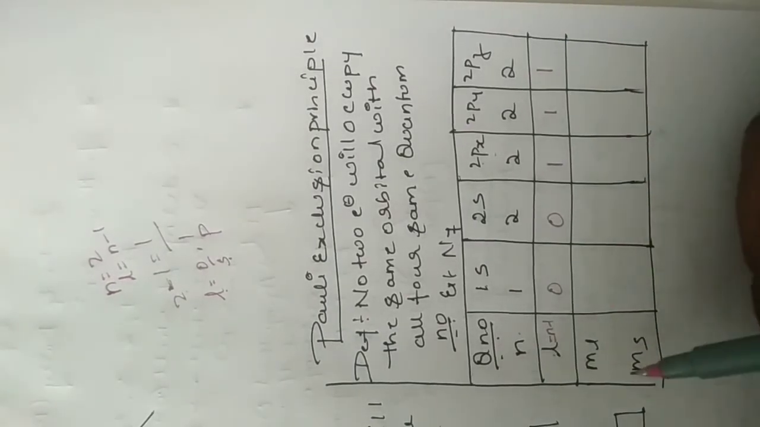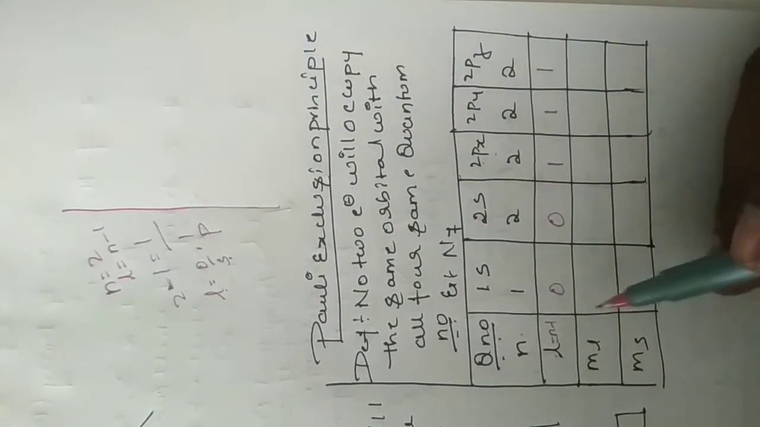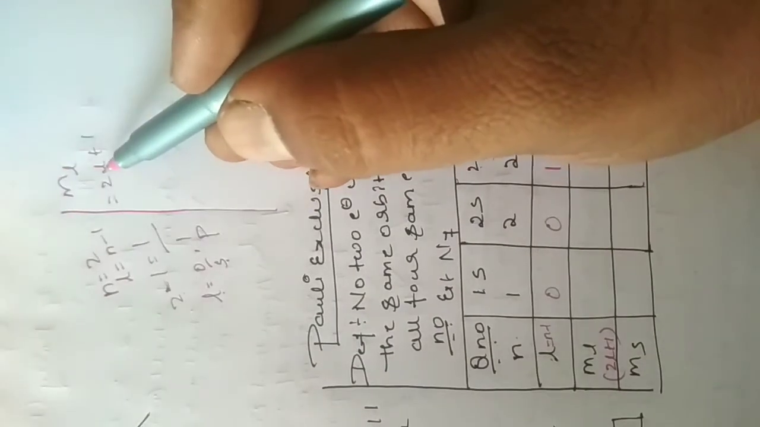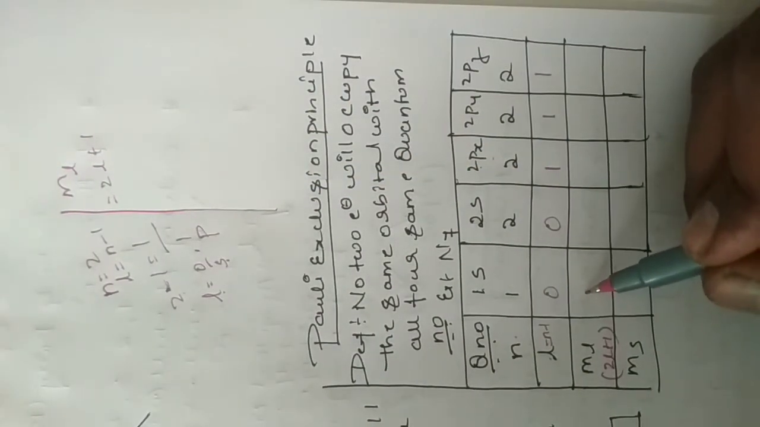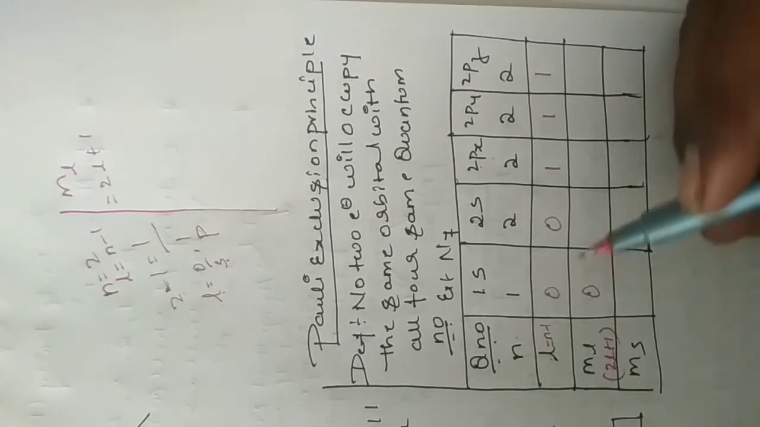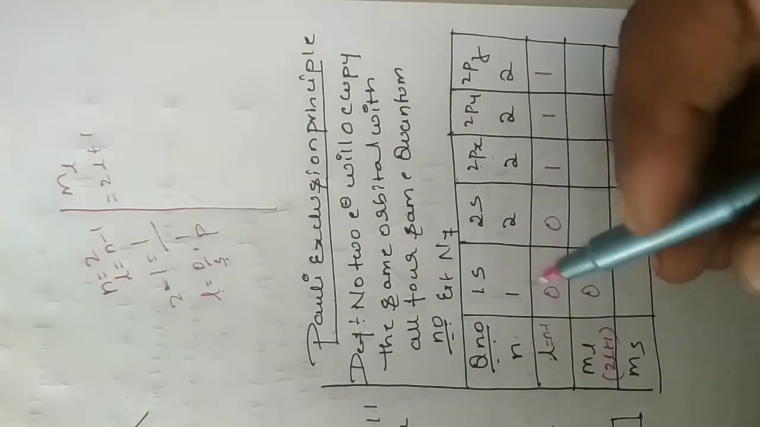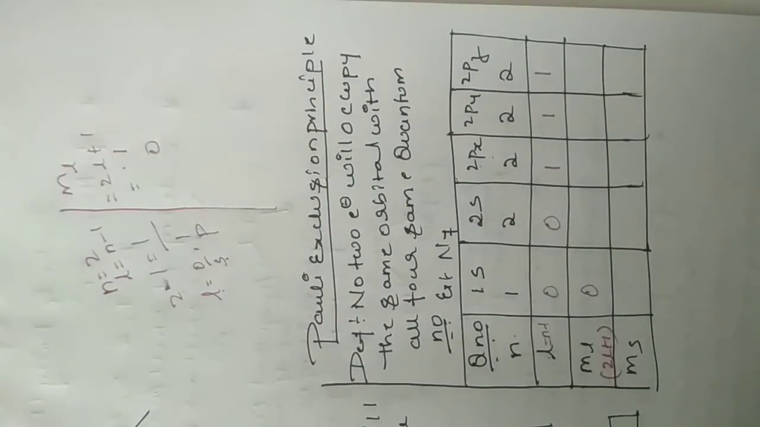Next I am talking about ml, the magnetic quantum number. What is the formula? ml is 2l plus 1. For l equal to 0, overall it will become 0. Because 0 plus 1 is 1, no, sir, but here also it starts from 0. So 0 here also.